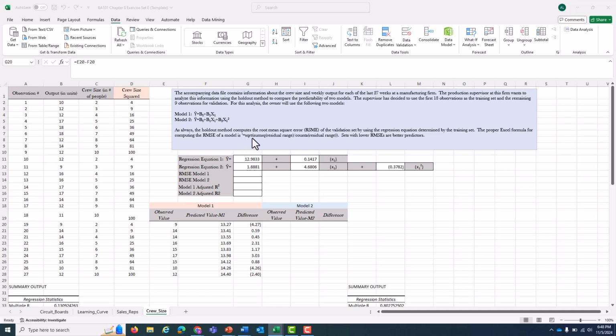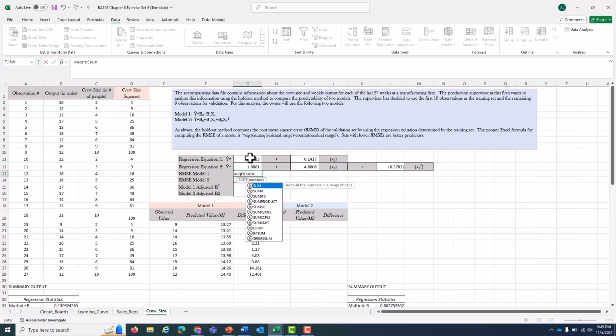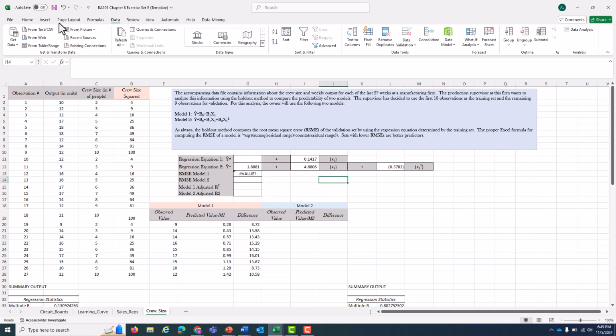It is equal to the square root, open a parenthesis, of the sum squared of your residual range, which is going to be all of these differences over here in column G, divided by how many residuals you have, which you can find by doing COUNTA of that same range of information. So for our root mean square error of the first model, I can say that it's equal to the square root of, open a parenthesis, the SUMSQ.